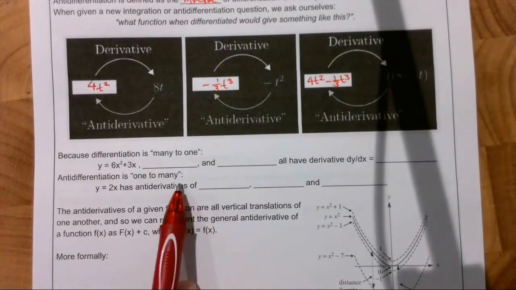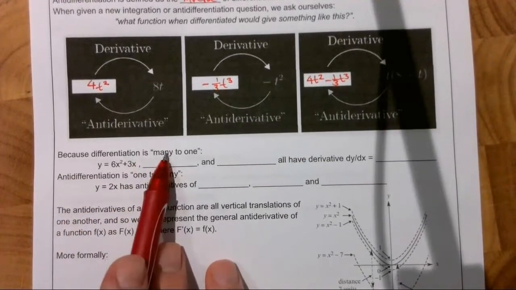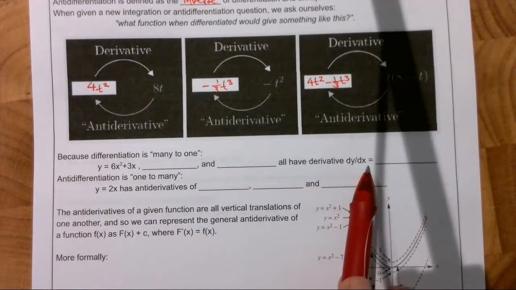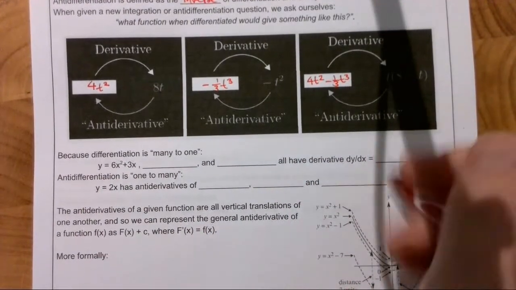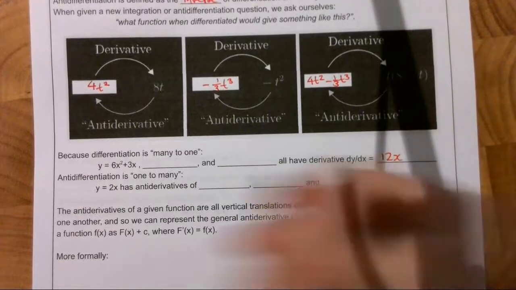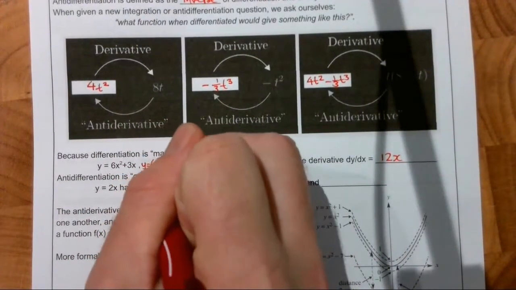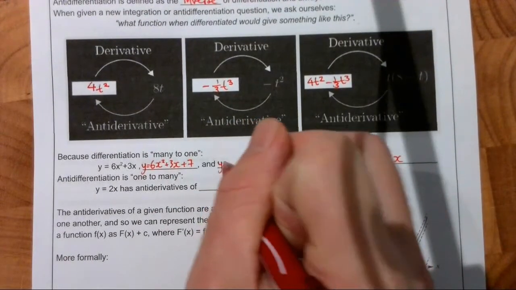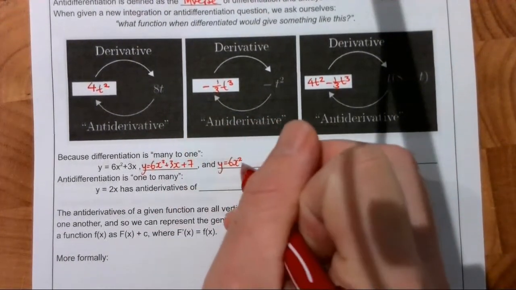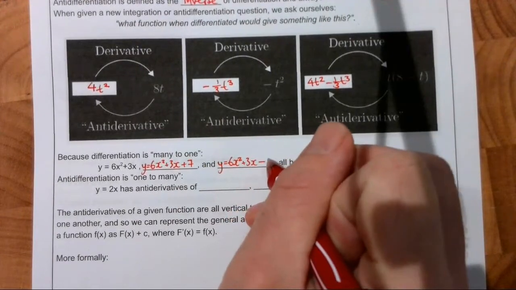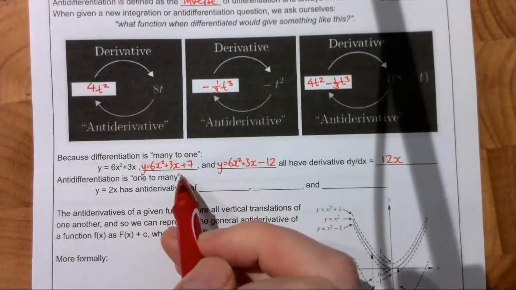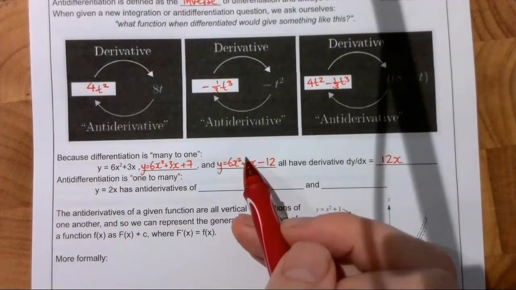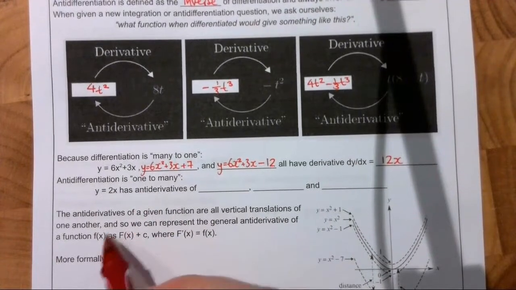So now, in terms of answers to the questions on the first slide, well, differentiation is many to one, right? Because lots of different functions can have the same derivative of dy by dx. The derivative of this one, well, that's 12x, and I can come up with other functions that have a derivative of 12x just by adding constants. And as long as I keep the 6x squared plus 3x the same, I can add or subtract whatever I want, either plus 7 or minus 12 or anything else, and it's still going to have that same derivative. So differentiation is many to one, meaning anti-differentiation has to be one to many.